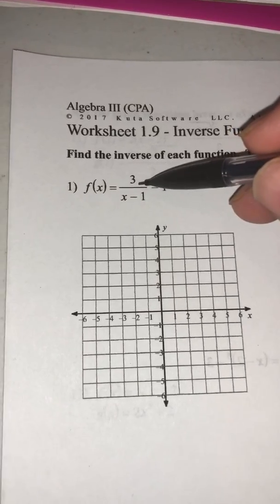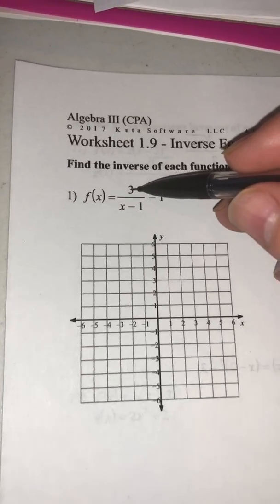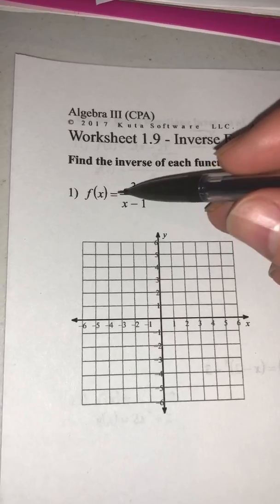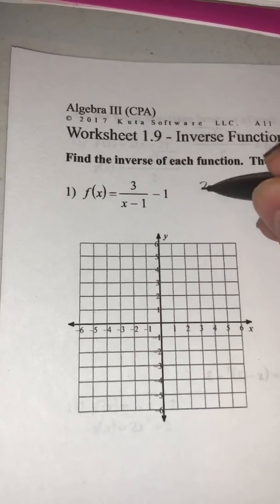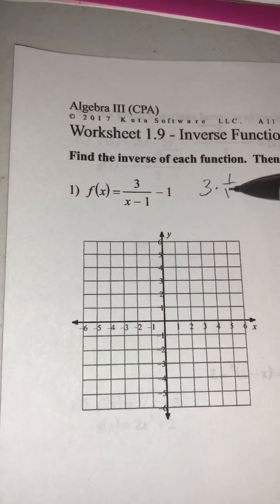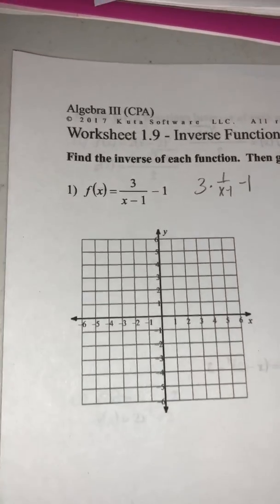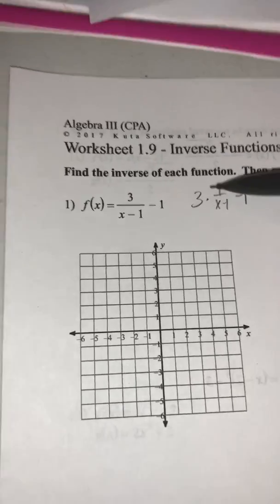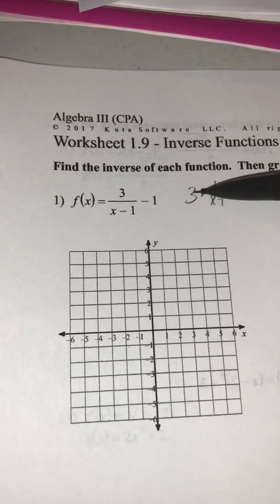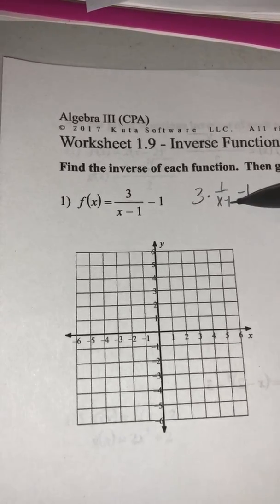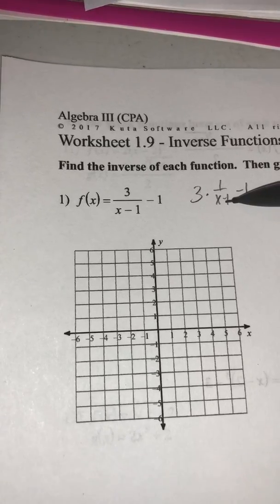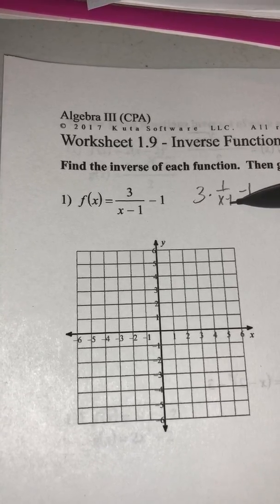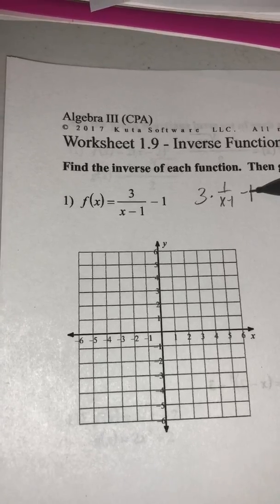My parent function is the reciprocal function. And remember how we talked about writing that as 3 times instead? So 3 times 1 over x minus 1, minus 1. So what does all this do? This is going to take my parent function, and then all my y values are going to get multiplied by 3. And then because I have a minus 1 down there with the x, it's going to shift it to the right 1. And the whole thing's going to be down 1.